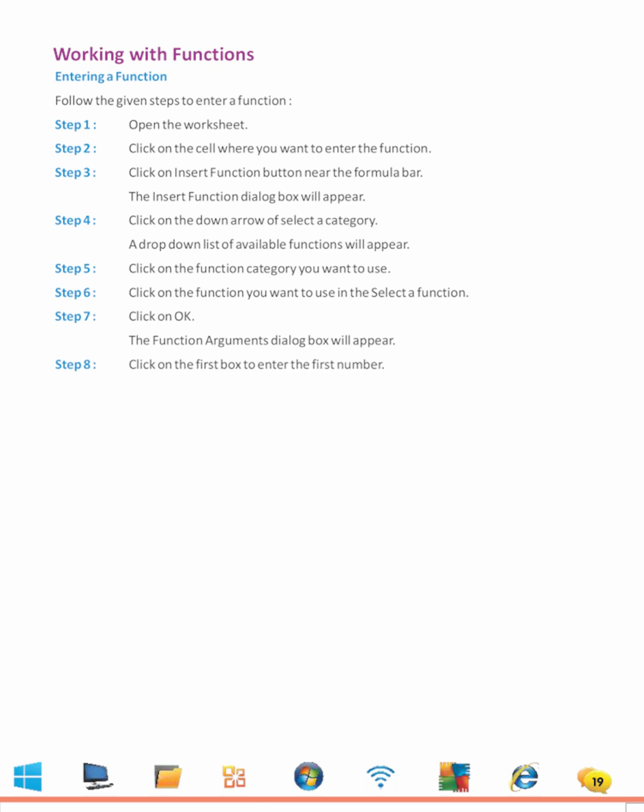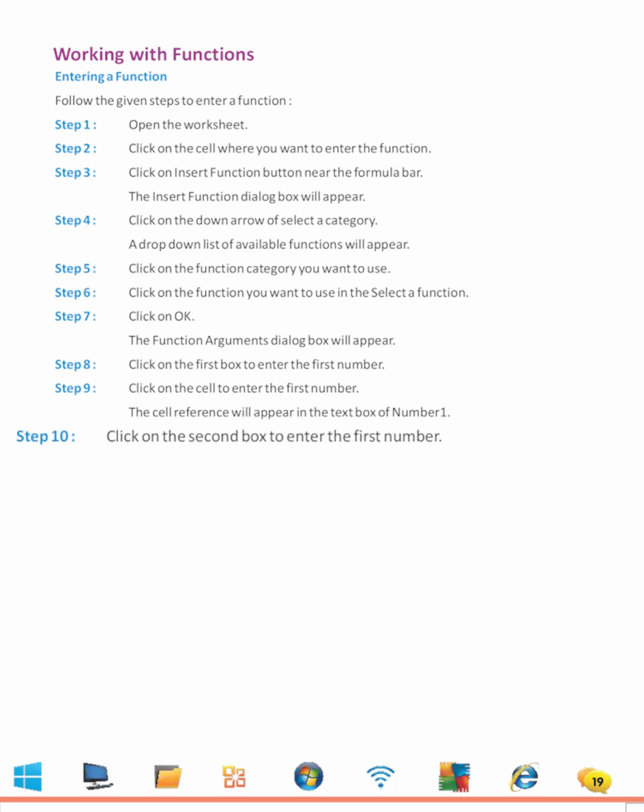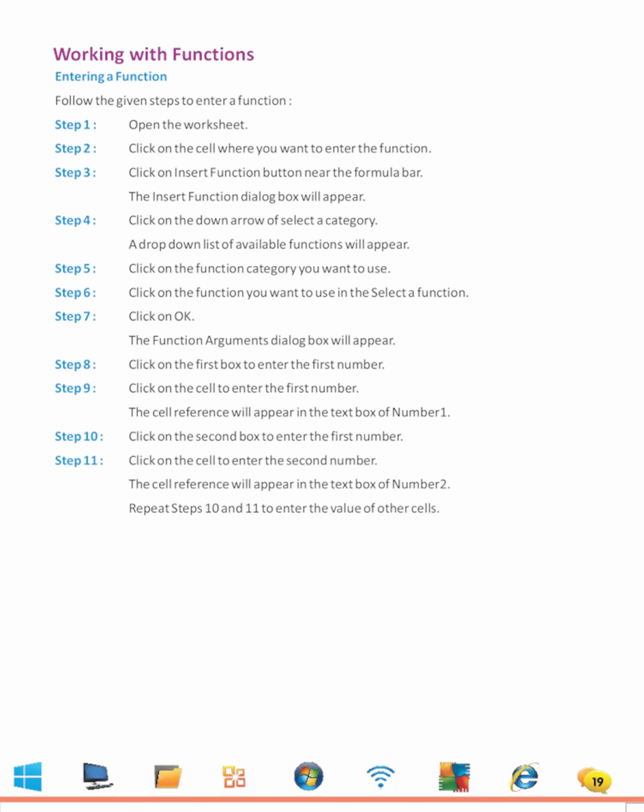Step 8. Click on the first box to enter the first number. Step 9. Click on the cell to enter the first number. The cell reference will appear in the text box of number 1. Step 10. Click on the second box to enter the second number. Step 11. Click on the cell to enter the second number. The cell reference will appear in the text box of number 2.